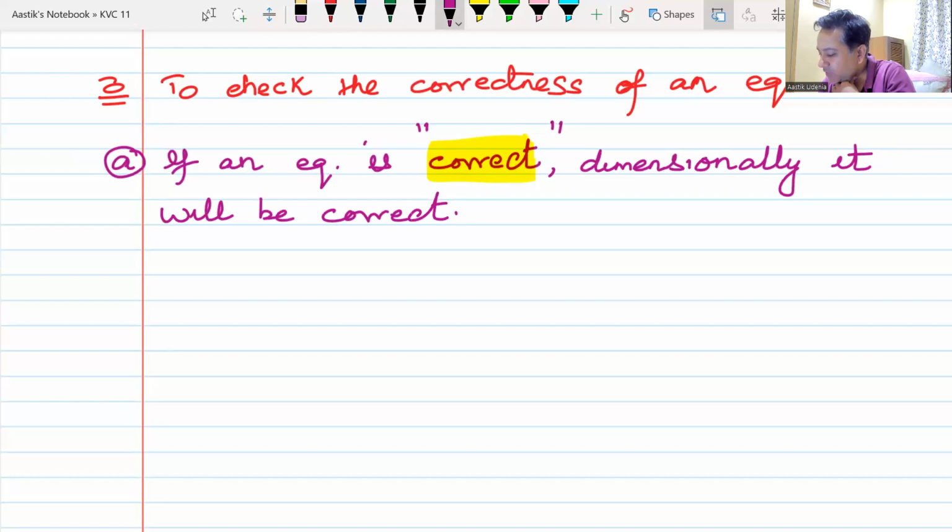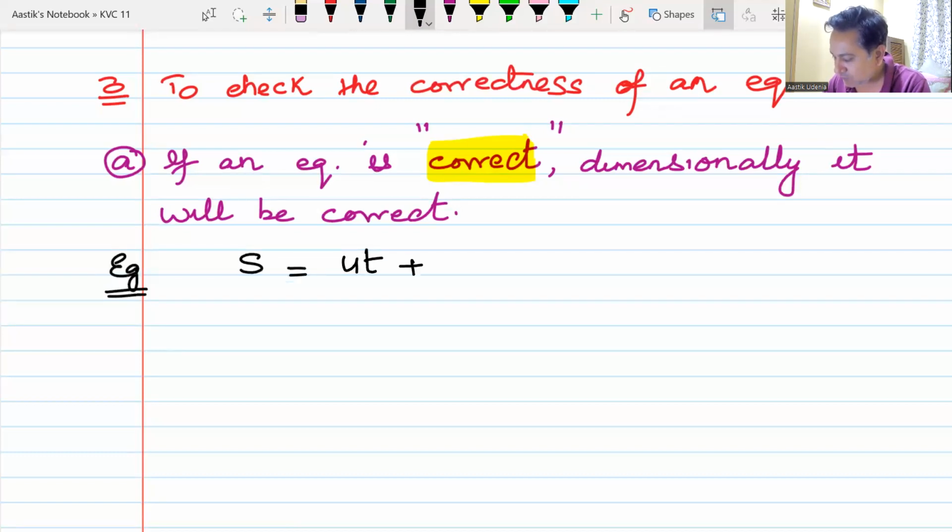Dimensionally also that equation will be correct. So for a correct equation, the dimensions have to be correct. What I mean to say by this is, for example, you must all know this equation: S is equal to ut plus half at square. Do you know this equation? Yes or no, beta? Yes, sir.